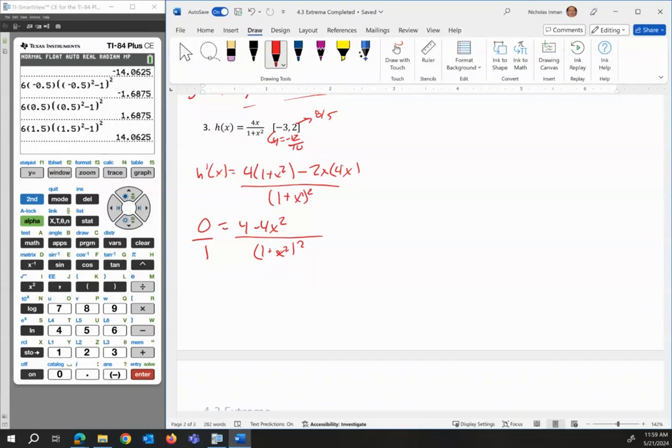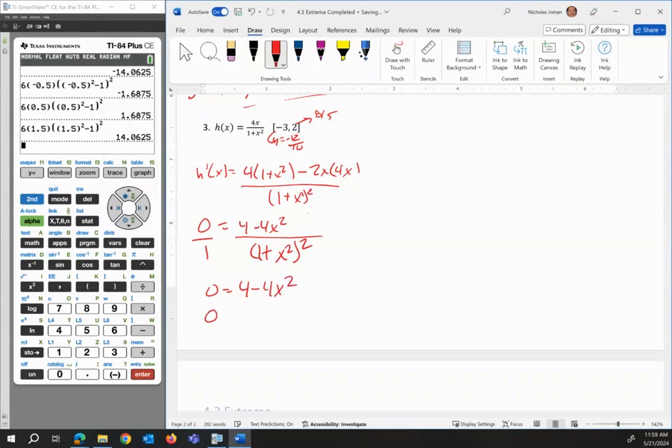Now the bottom of the fraction might produce an undefined value, where the bottom would be 0. Can the bottom of this function ever be 0? Well, can you do a number squared and add it with 1 to get 0? The answer to that is no. It is never undefined, so not worried about any undefined slopes. So I just have the top of my function when it's equal to 0.